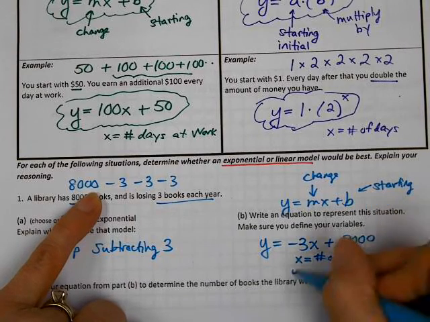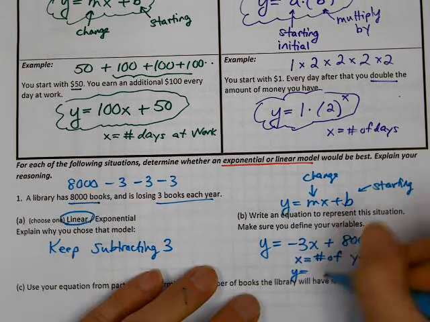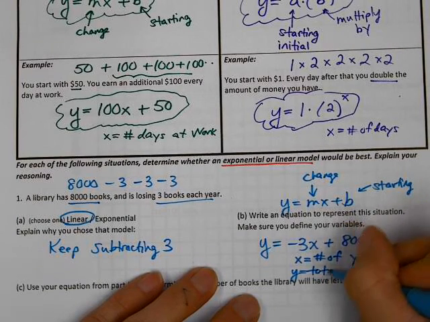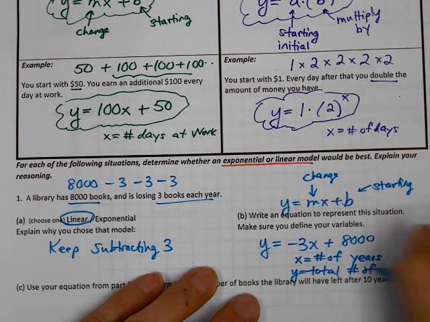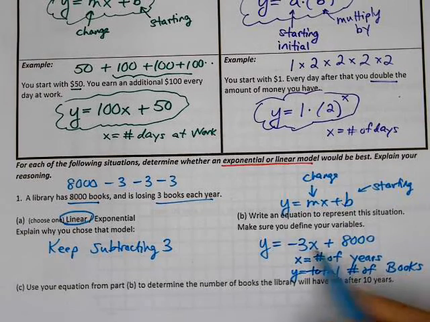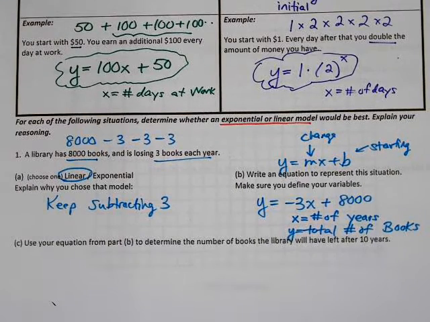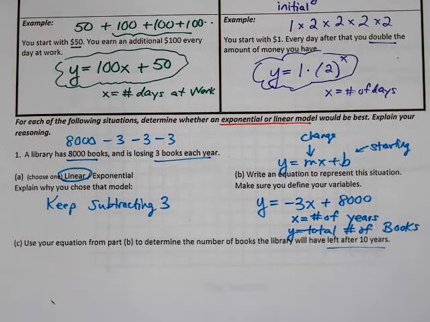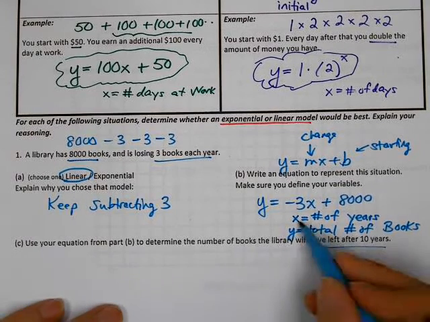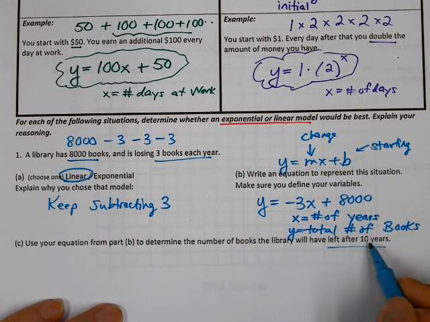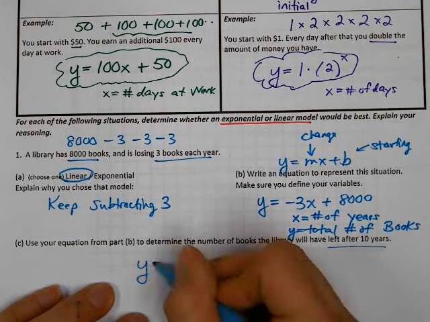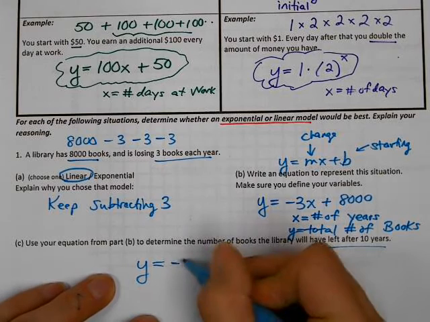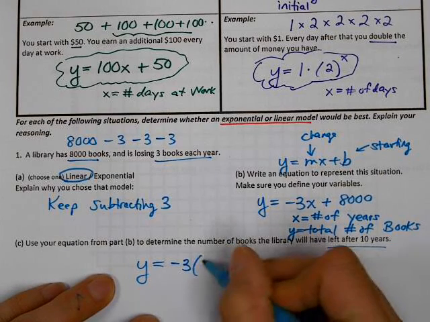And what's y? This equation is for the total number of books, and x is the number of years. Now they want us to use that equation to determine the number of books they will have left after 10 years. So x was my number of years. I'm going to put 10 into the negative 3 spot. So y equals negative 3, and I'm going to put a 10 there.